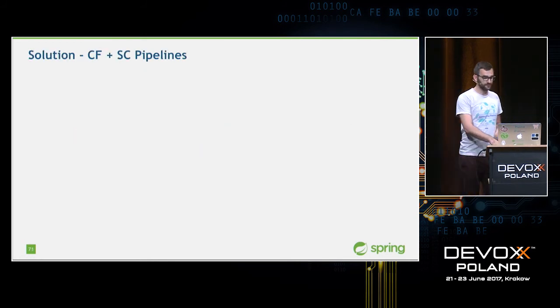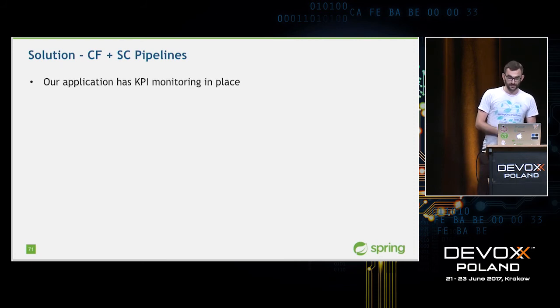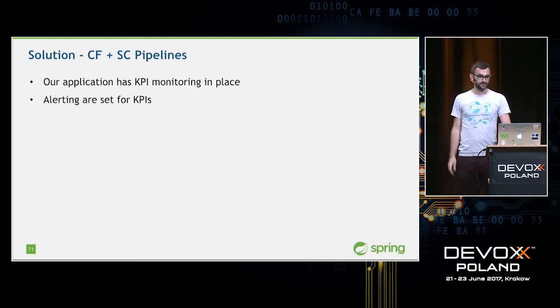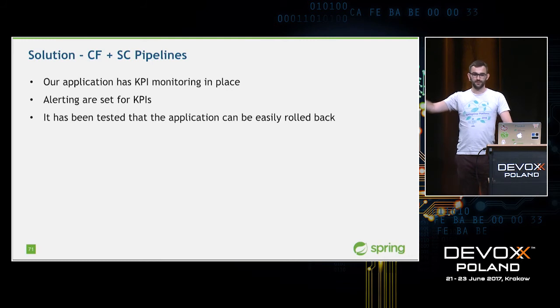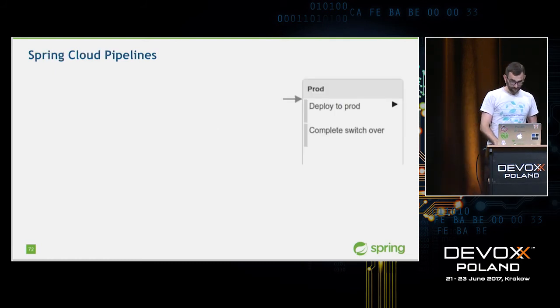So the solution might be Cloud Foundry or a platform plus Spring Cloud pipelines. In this case, we have our KPI monitoring in place, and we have set the alerts over those KPIs. We went through the pipeline, so we know that we can roll back the app. And Cloud Foundry can take care of zero downtime deployment. How is it done? You're going to see that in a sec.